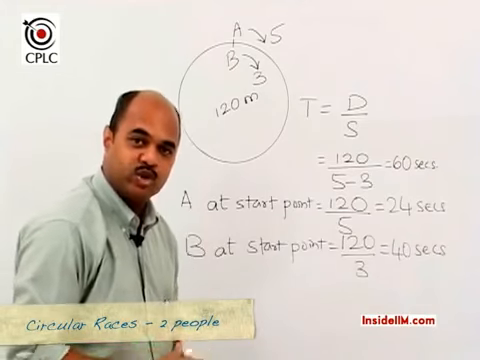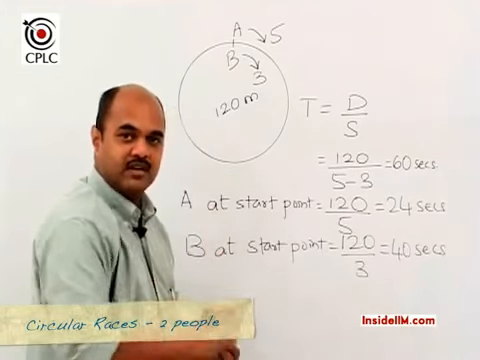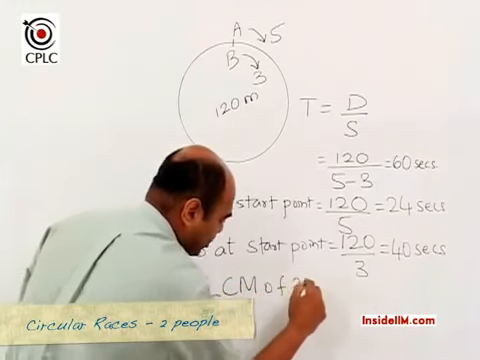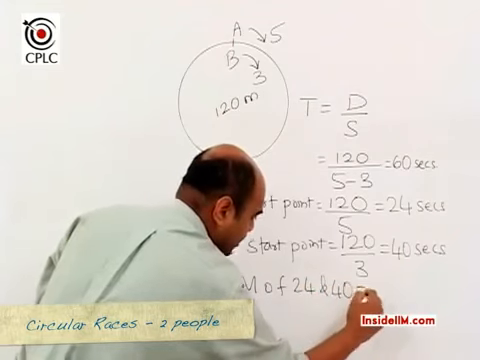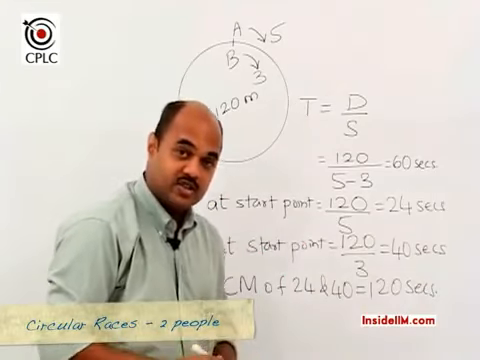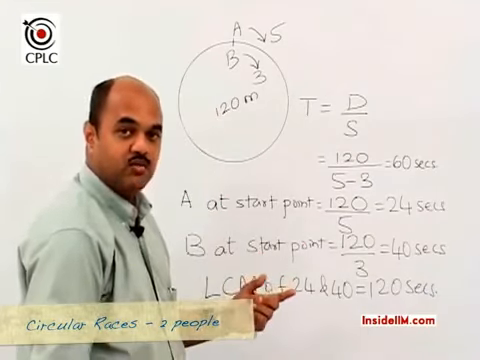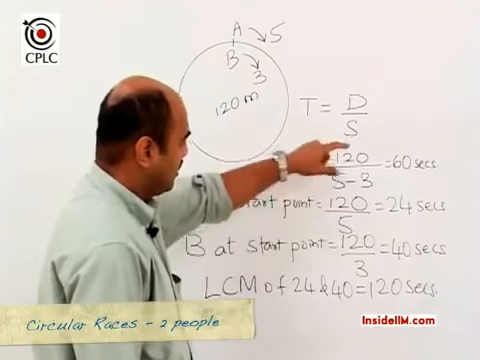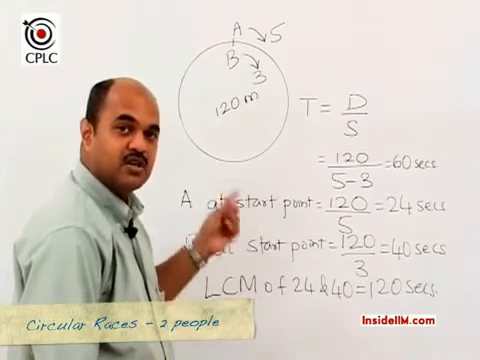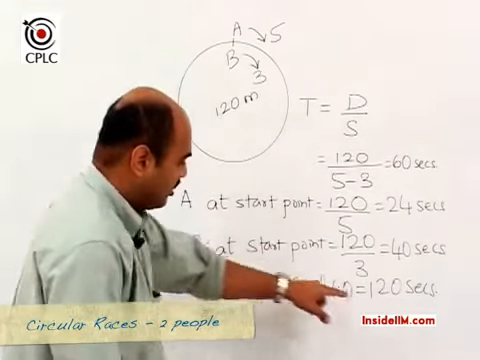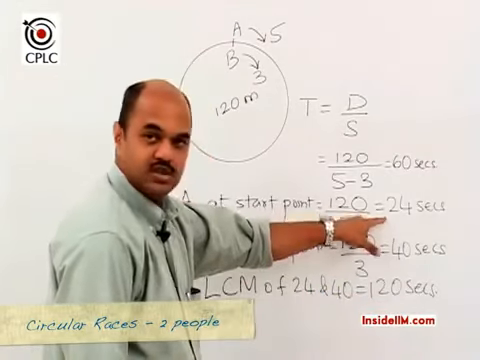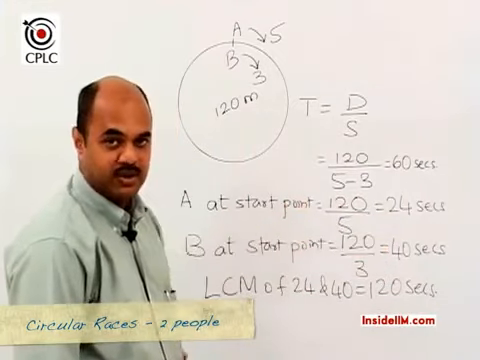Now if we want both of them to simultaneously be at the start point, then my answer would be LCM of 24 and 40, which would make it 120 seconds. So we've answered both the questions. After how much time will they meet for the first time? It is 60 seconds. And after how much time will they meet at the same start point? It would be 120 seconds, which is nothing but LCM of each person's time to reach the start point.